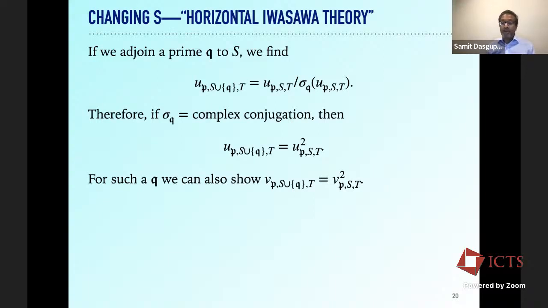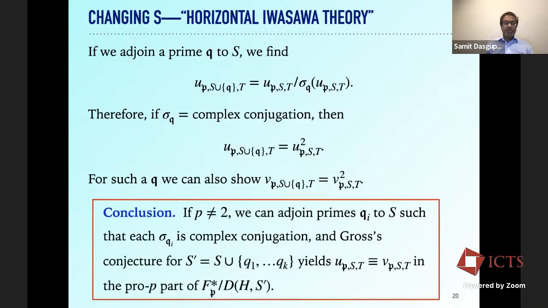So if you choose a clever prime Q such that its Frobenius is complex conjugation, well, we know complex conjugation acts on these units as inversion. These all have complex absolute value 1, so its complex conjugate is its inverse. So U divided by sigma of U is then U divided by U inverse, which is U squared. So if you choose a clever prime Q such that its Frobenius is a complex conjugation, then you just squared your unit. And for such a Q, you can also show that on the V side, the purely analytic side, you just square the V.